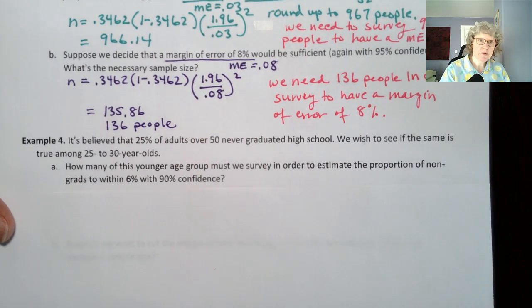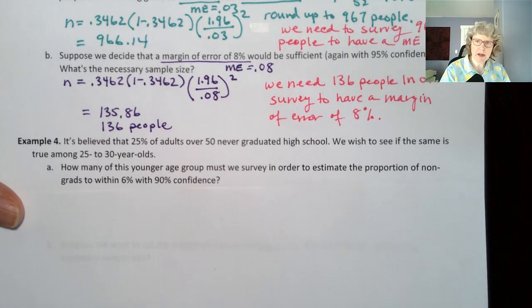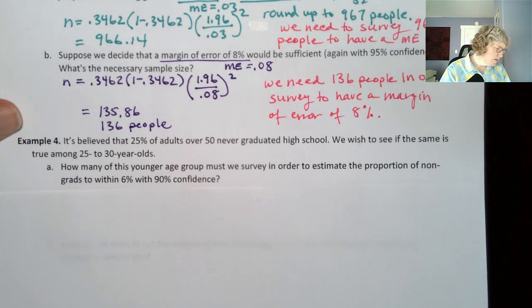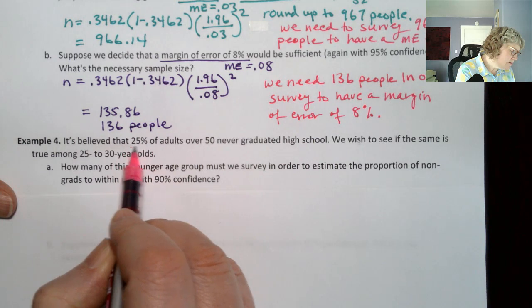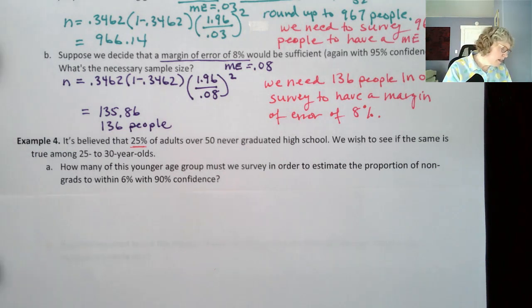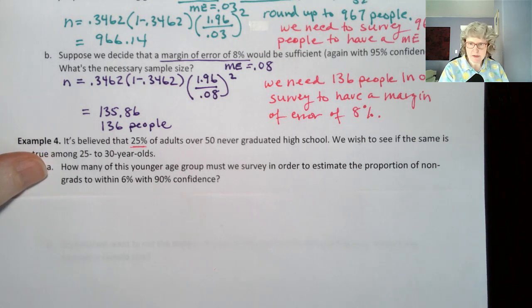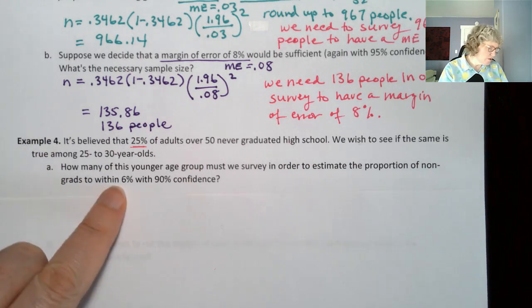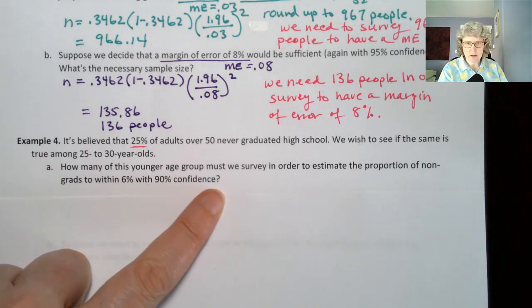It's believed that 25% of adults over 50 never graduated high school. We wish to see if the same is true among 25 to 30-year-olds. Okay, so this is another time where we need some kind of p-hat to start out with. And even though it was a different age group, they're trying to see if that's true among this other age group. How many of this younger age group must we survey in order to estimate the proportion of non-high school grads to within 6% using 90% confidence? Okay.